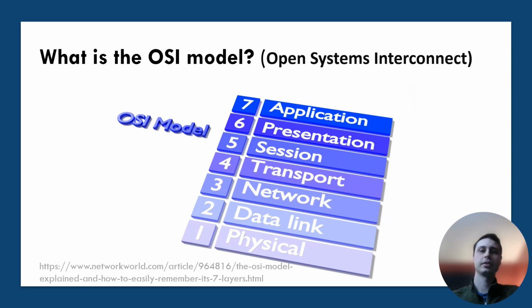Then lastly, the application layer. It receives information directly from the users and displays incoming data to the user. It's basically just how the user interacts with programs.